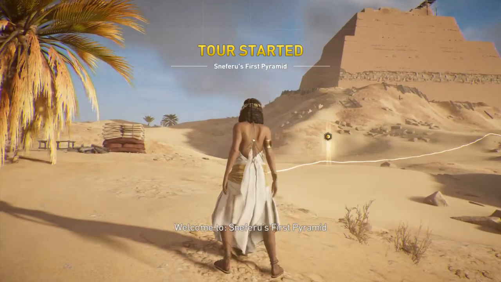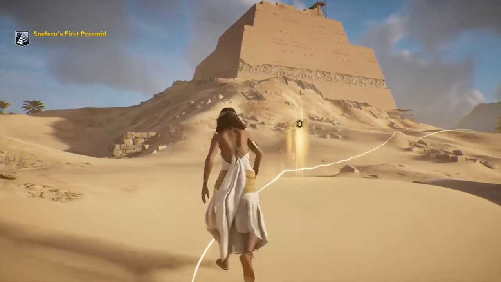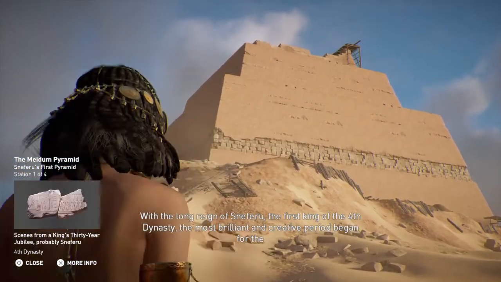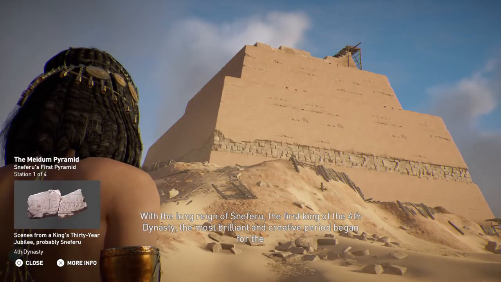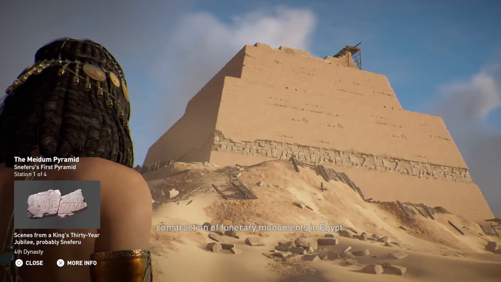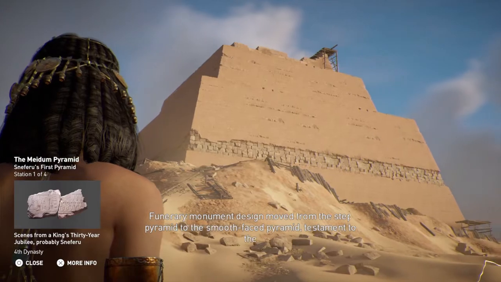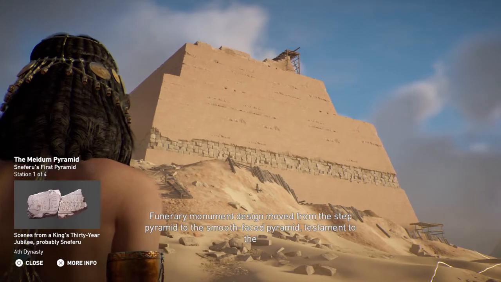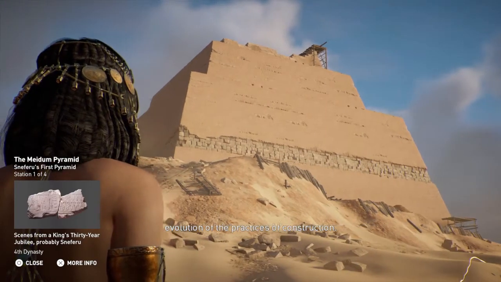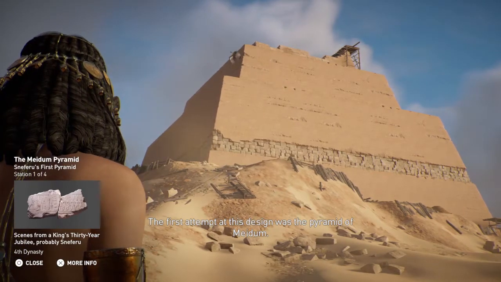Welcome to Sneferu's first pyramid. With the long reign of Sneferu, the first king of the fourth dynasty, the most brilliant and creative period began for the construction of funerary monuments in Egypt. Funerary monument design moved from the step pyramid to the smooth-faced pyramid, testament to the evolution of the practices of construction. The first attempt at this design was the Pyramid of Meidum.